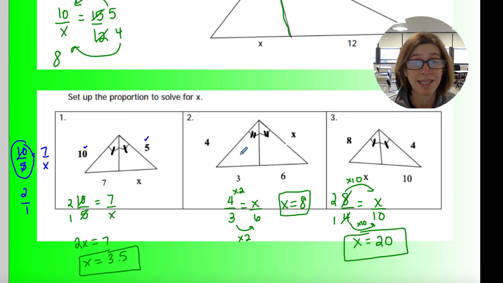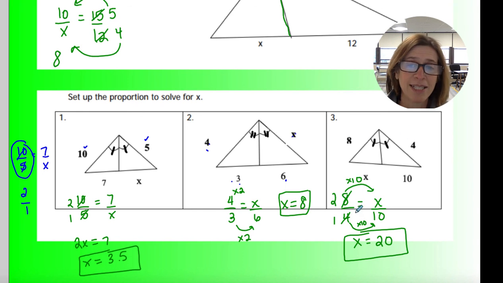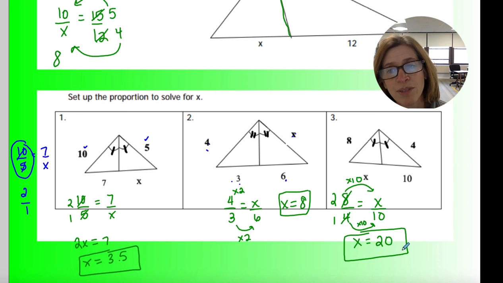But on this number 2, it didn't matter. There was no way for me to simplify, so I did 4 over 3 equals x over 6. I guess I could have done 4 over x equals 3 over 6 and gotten 1/2. Numbers were pretty easy, so I could have done that as well. But again, no matter how you write it, as long as you use the right properties, the next would be 8. This one, again, I saw 8 and 4 were divisible, so I did 8 over 4 equals x over 10, getting x to be 20.